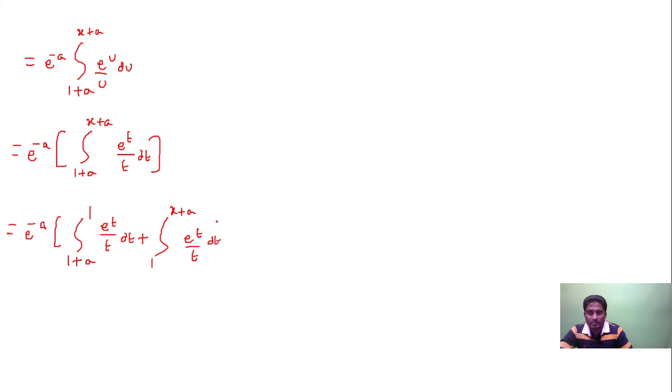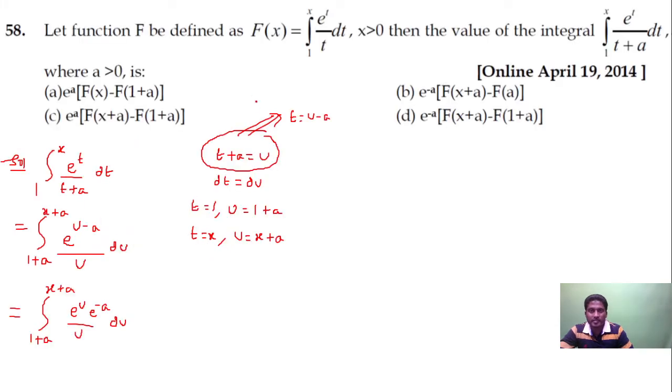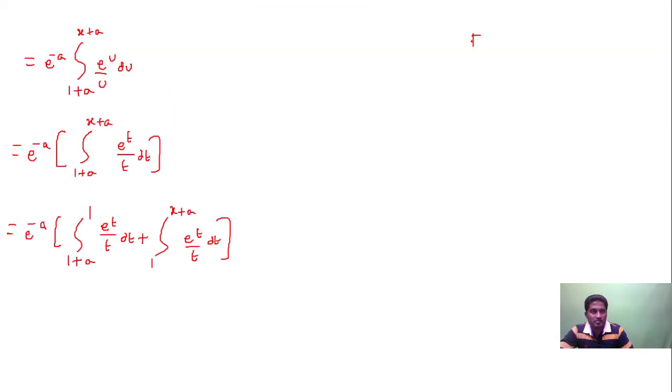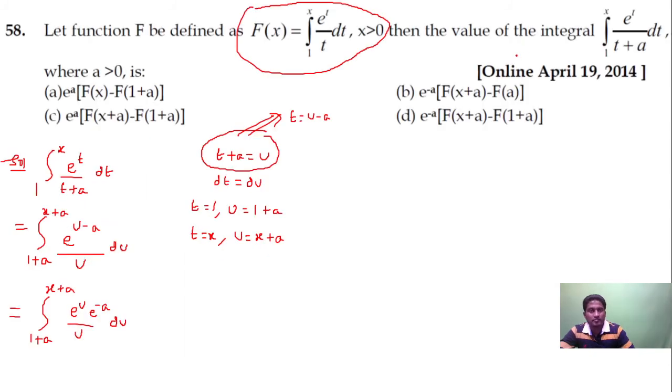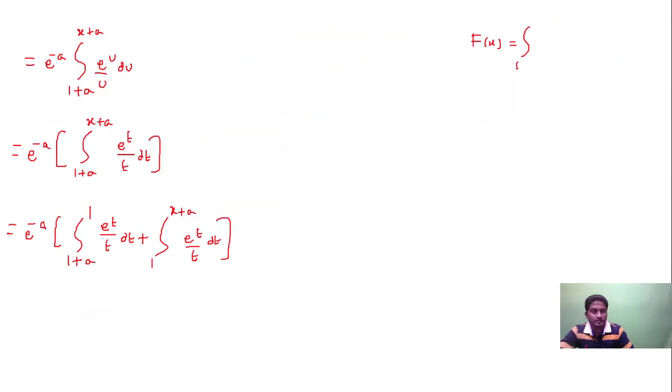Why am I doing all this? How should I know? I should use this condition, right? All the options are in terms of f of x only. It is given in the question that f of x is equal to integration of lower limit 1, upper limit x, e to the power of t divided by t into dt.